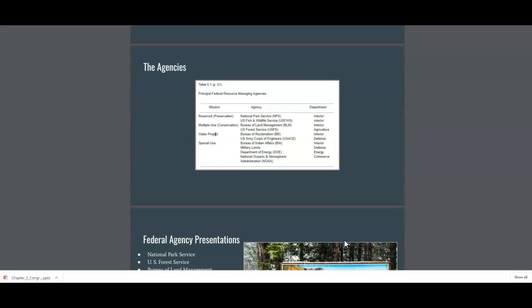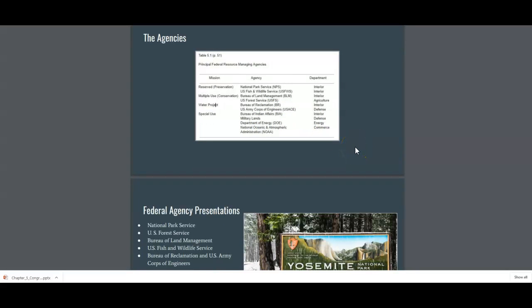If you look at chapter 5 in your textbook, which I asked you to read for this week, you see this table, 5.1, which is a breakdown of a lot of different federal agencies that are relevant to our class, including the Park Service, Fish and Wildlife, Bureau of Land Management, Forest Service, Bureau of Reclamation, and Army Corps of Engineers. Now, we don't really talk too much about the Bureau of Indian Affairs, but I'll get into that in just a moment.